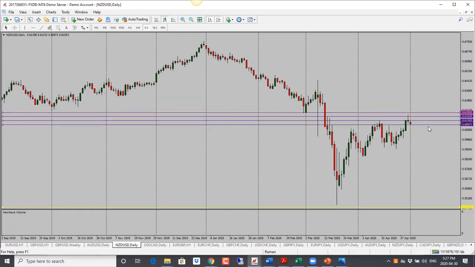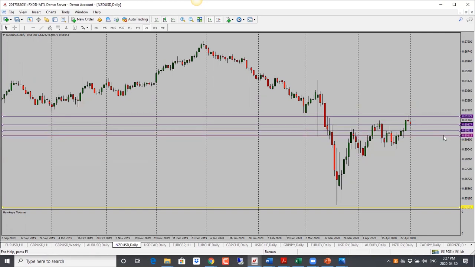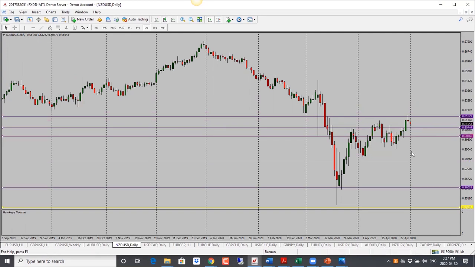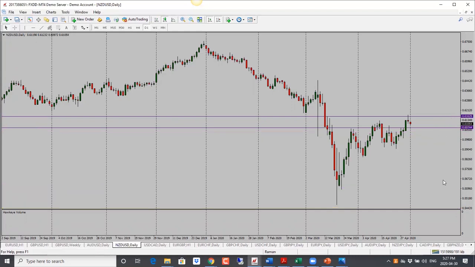New Zealand dollar here, this one, we do have a bearish candle close for the day. So looking for price to drop further here. In terms of our target, the first target here is 0.6080, and then second target is 0.6040. So bias is bearish for New Zealand dollar.